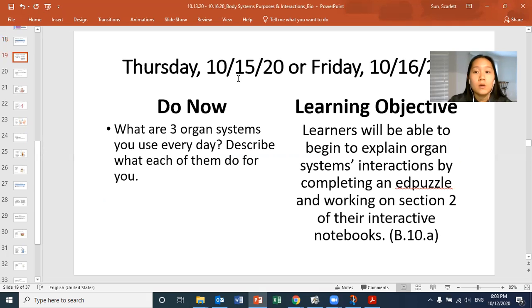So we're going to start out with our do now. What are 3 organ systems you use every day? Describe what each of them do for you, or their main purpose.